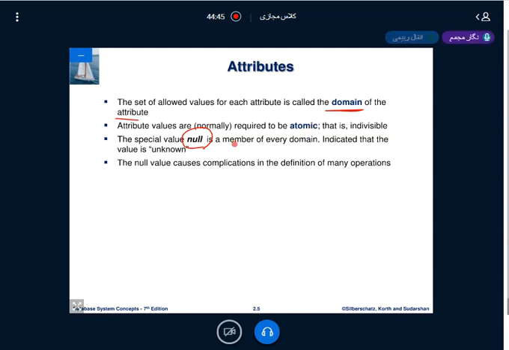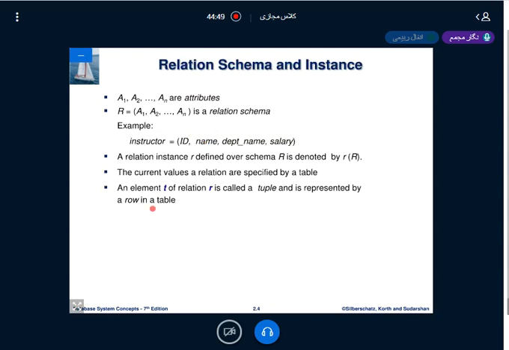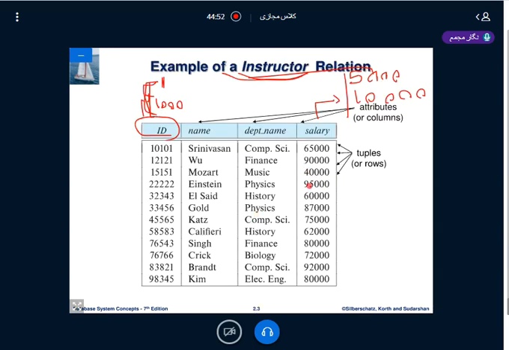And if we don't have any values for any attribute, we can put null. For example, if we don't have any value for this one, we can put null, N-U-L-L.